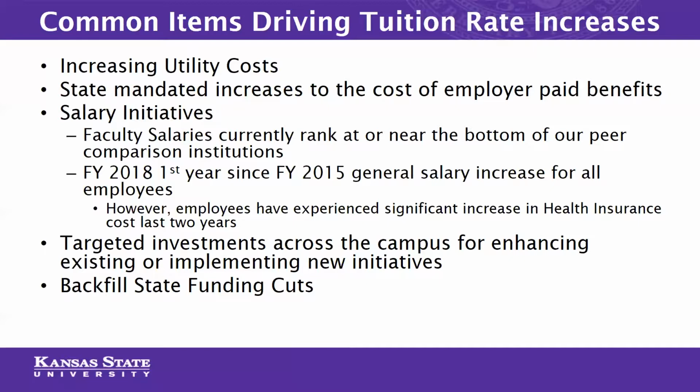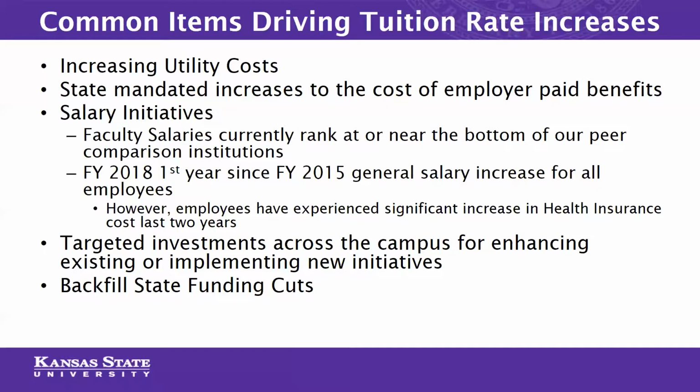And then in FY18, that was our first year since FY15 that we were able to give a general university increase to our employees, to everyone else essentially, outside of faculty salary changes that took place. And so, although we were able to do that, their employee costs for group health insurance also increased. So some employees, although we gave them a salary increase, ended up having a net loss in their paychecks because of the increased costs in their health insurance.